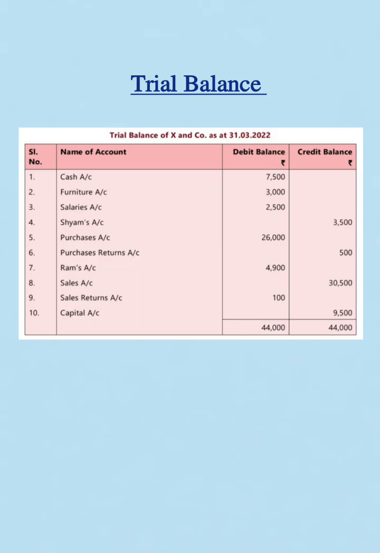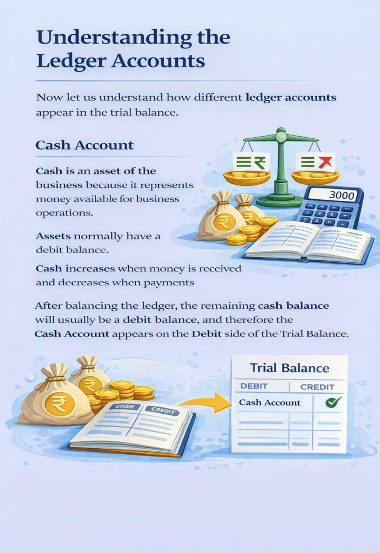Add both debit and credit columns separately. Check agreement. If debit total is equal to credit total, then the trial balance is correct. If not, there are errors in accounts. Understanding the ledger accounts. Now let us understand how different ledger accounts appear in the trial balance.